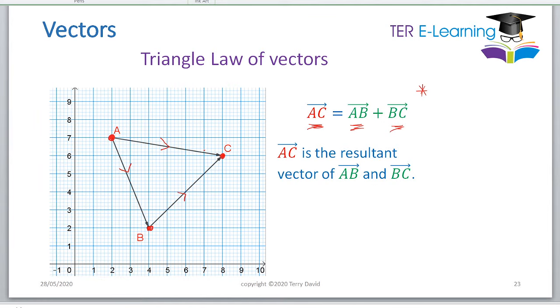Let me ask you all something. From this diagram, what is the vector AC in terms of a column vector? Look at the diagram and tell me what is the vector AC. Give it to me as a column vector. So Daryl is saying 6, -1.